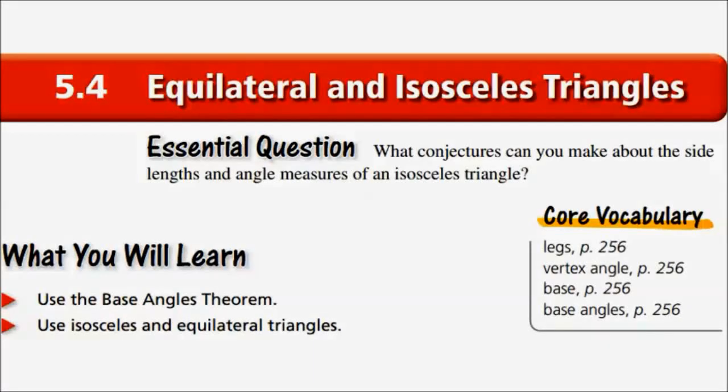Alright, this is 5.4, equilateral and isosceles triangles. The essential question that you should be able to answer at the end of this lesson is, what conjectures can you make about the side lengths and angle measures of an isosceles triangle? We're going to define what we call legs, vertex angle, base, and base angles. We're going to talk about what those are, and you're going to learn how to use those base angles in a theorem, and you're also going to learn how to use isosceles and equilateral triangles to solve problems.